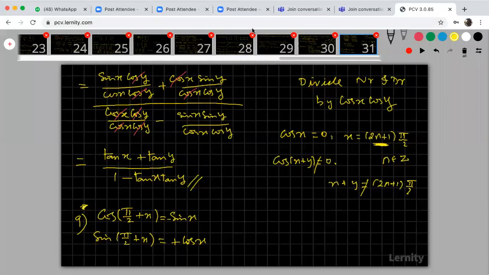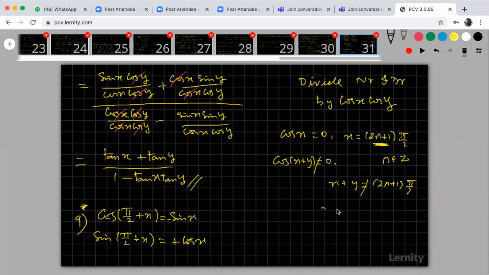Yes. 3 pi by 2 is an odd multiple of pi by 2. 5 pi by 2 is an odd multiple of pi by 2. That is pi by 2 multiplied by an odd number, positive integer or negative integer. 0 is not an odd multiple of pi by 2. 0 is a multiple of pi by 2, but not an odd multiple of pi by 2. Please try to understand.